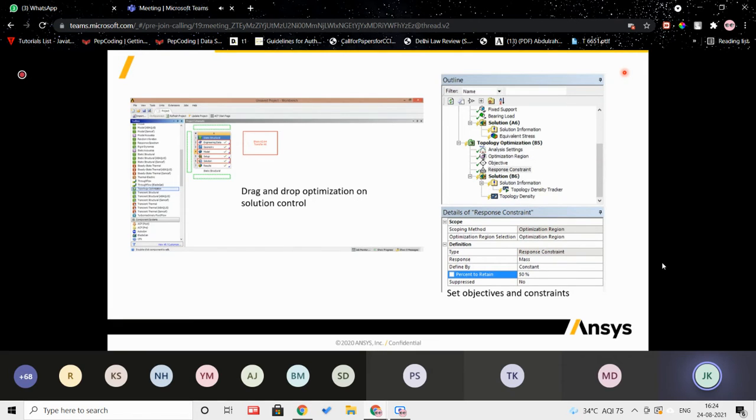So you need to set two things. One is the objective, what I intend to do. I'm going to reduce the mass by at least 50%. And my constraint is, while you are doing optimization, make sure the stress stays within the limit. So these two things you need to set, the objective and the constraint. The remaining things, ANSYS will do for you. Can you go to the next slide?